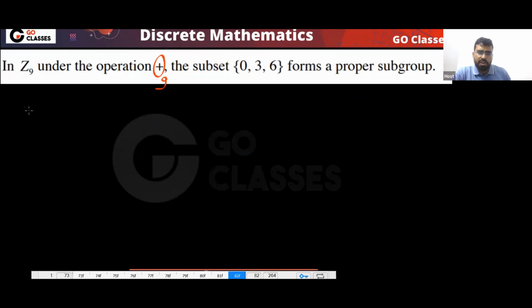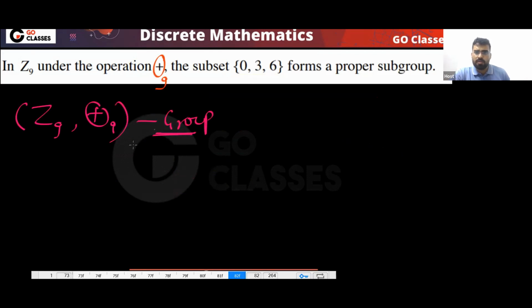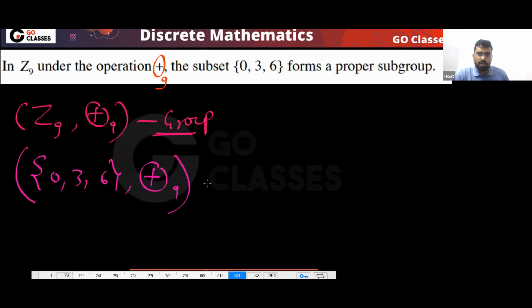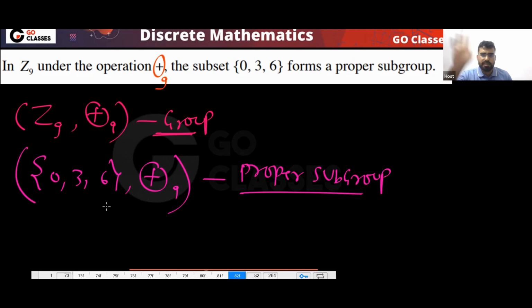This Z9 under addition modulo 9, you already know this is a group. This is an abelian group. Can I say this is a proper subgroup? Tell me. 0, 3, 6 under addition modulo 9. Just check it out. You can notice, yes, this is a proper subset. But can I say this is a group? 0, 3, 6. Yes, this is closed. Any two elements you take, this is closed.